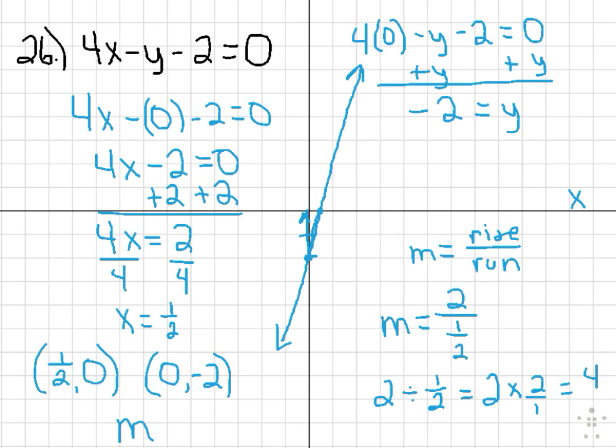So my slope on this line is 4, which is very steep, and you can see it's positive because as you go from left to right, it goes up, so it's a positive slope. So there are my answers for question number 26.